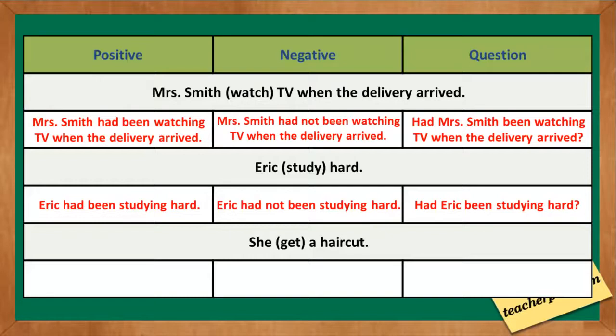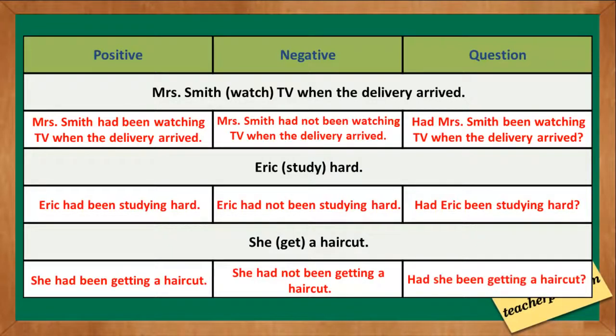The last one. She got a haircut. Get is the verb. The correct positive statement is she had been getting a haircut. The negative statement is she had not been getting a haircut. And the question is, had she been getting a haircut?